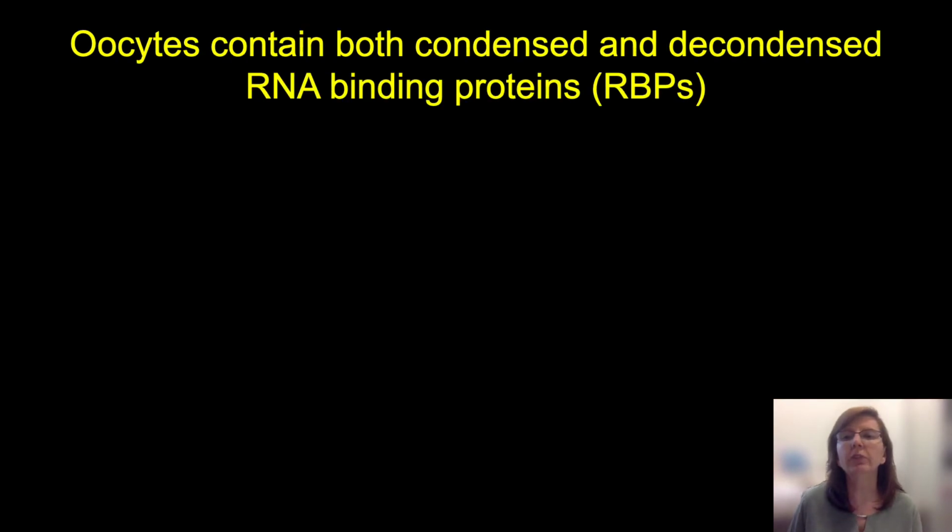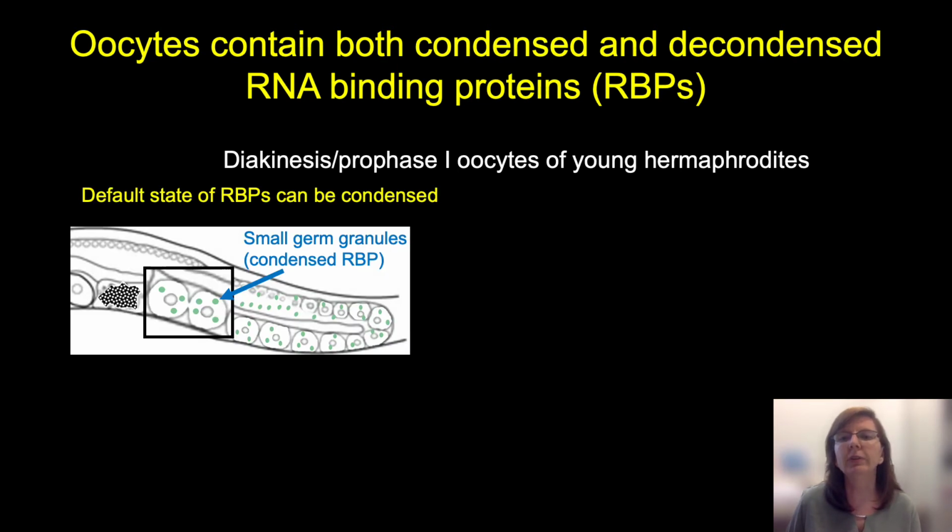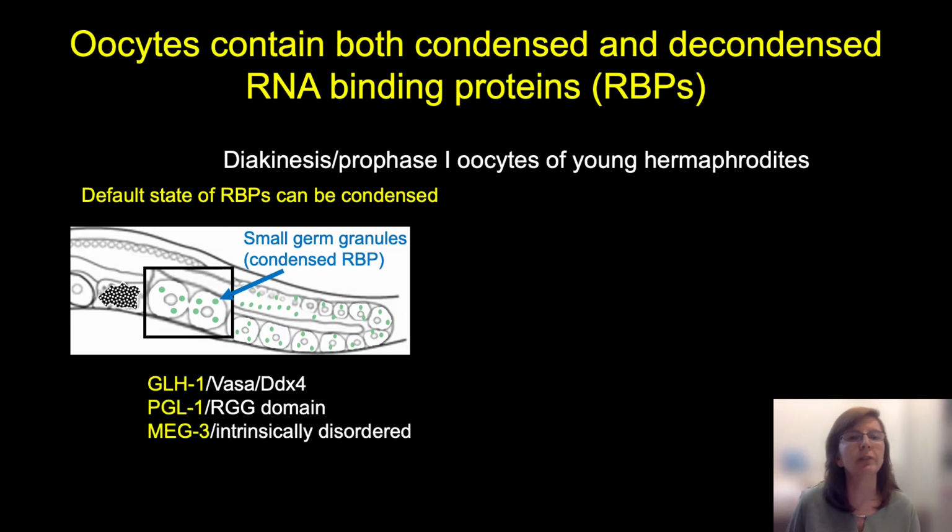The diakinesis prophase 1 oocytes of young hermaphrodites contain both condensed and decondensed RNA binding proteins. On the left, you can see the default state of some RNA binding proteins, or RBPs, is condensed into small granules, which are germ granules. Proteins in these granules include GLH1, homologs of VASA or DDX4, and two worm-specific proteins, PGL1 and MEG3.